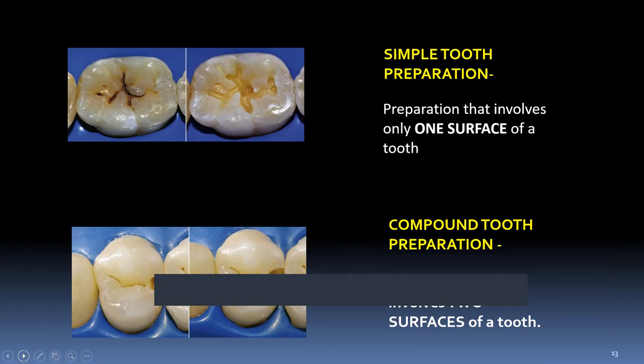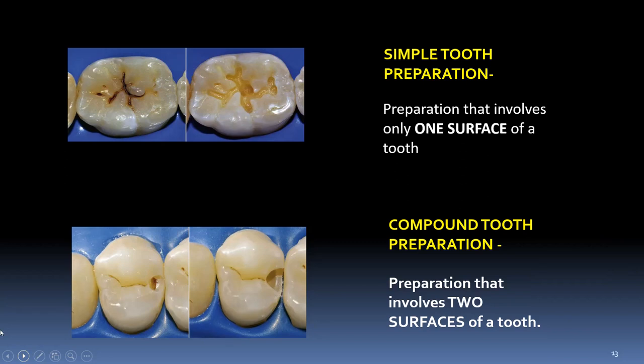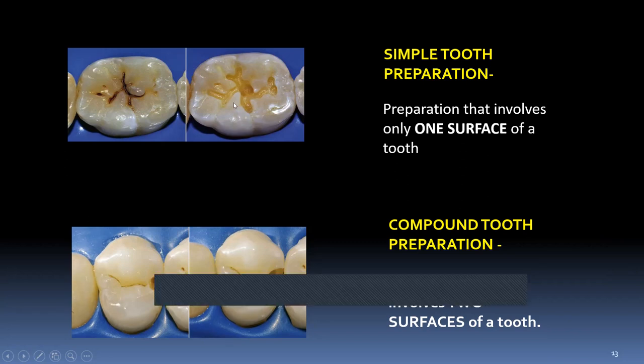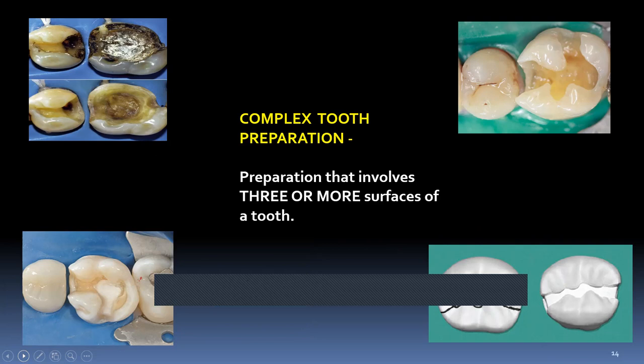There are three types of tooth preparation: simple tooth preparation, compound tooth preparation, and complex tooth preparation. The simple tooth preparation involves only one surface of the tooth. Here we can see in the picture that only the occlusal surface is involved. In the next one, we can see a preparation which includes two surfaces of the tooth. And a complex preparation includes three or more surfaces of the tooth. So here we can see it includes the occlusal, distal, and mesial surfaces of the tooth.